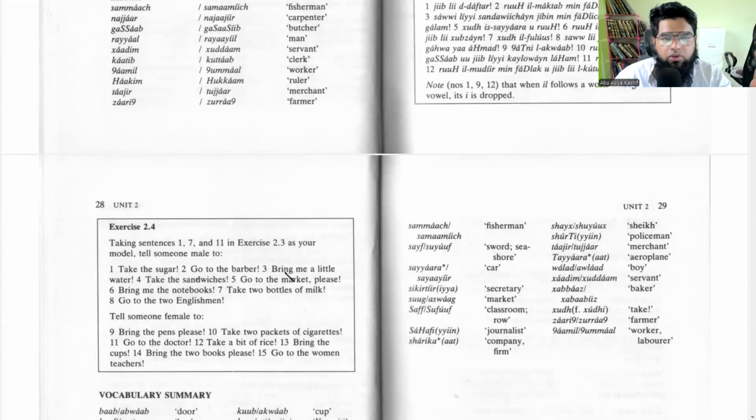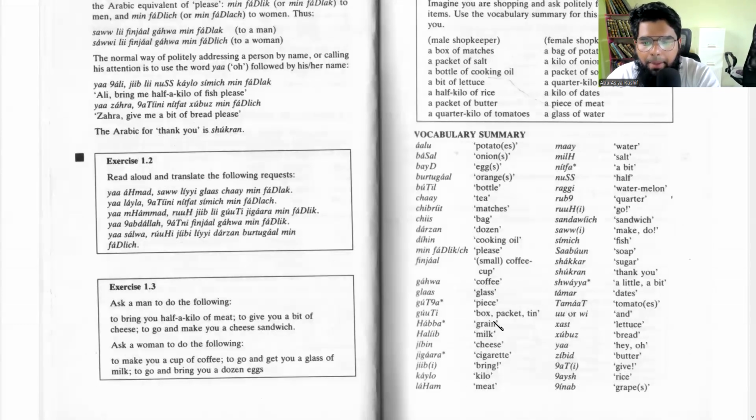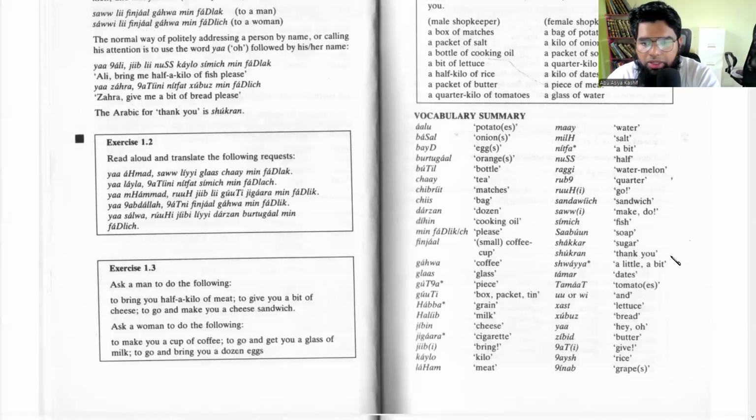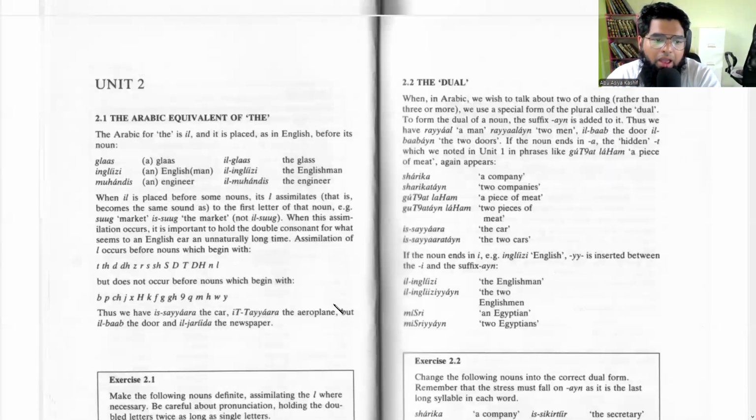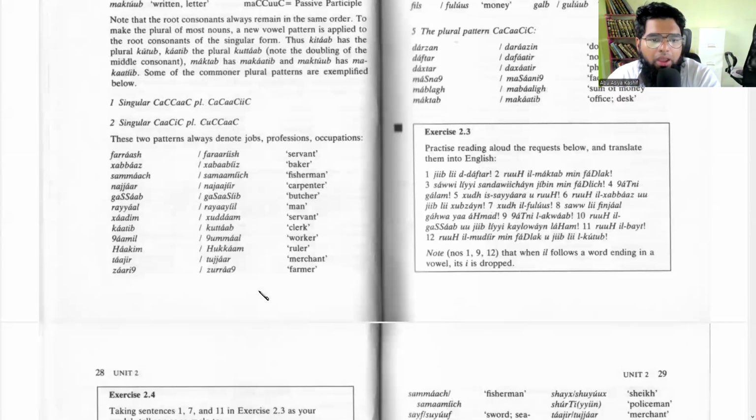Bring me a little water. So, little was what? Khalil, I forgot. Little water, maya, moya. You have to go back to the first lesson. What was little? Habba, grain. Bring is jeeb. What is my? Nitfa is a bit. Sugar is shakkar. Sukkar is more classical. Shwai. You can say shwai. Jeeb li shwai mai.